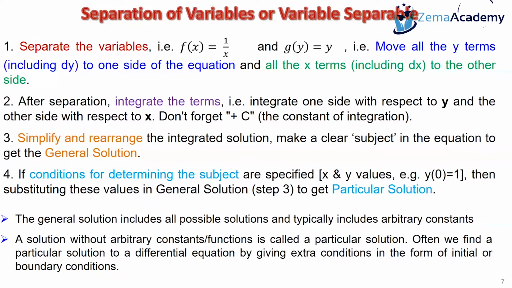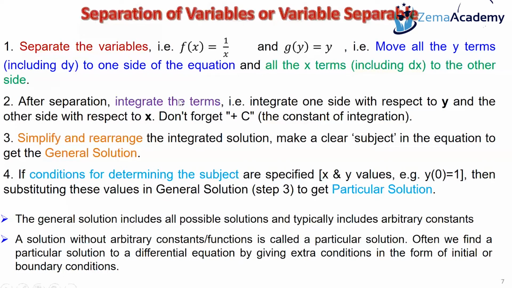So step one is that you look at the problem and then you separate the variables. You bring all the x including dx on the right hand side and all the y's including dy on the left hand side. As you can see in the first step, that's what I have written. Move all the y terms including dy to one side of the equation and all the x terms including dx to the other side of it. So you have done the first step, that is separation.